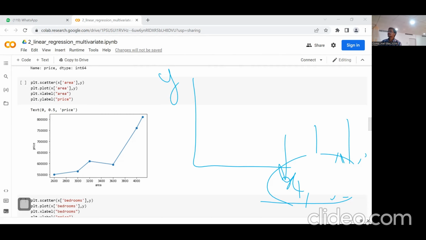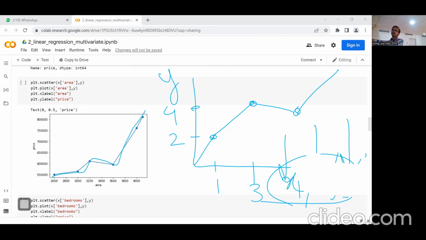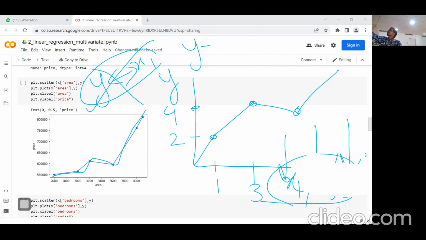Then you will consider, suppose x1 is 1, then y is suppose 2. You'll get 1 point. Suppose x1 is 3, y is suppose 4. You'll get 1 more point. And this way you will join these dots wherever you get the dots and you'll get this particular graph. Now, why is the relationship not linear between them? Because the price y does not only depend on x1. No, price y depends on x1 also, x2 also, x3 also.